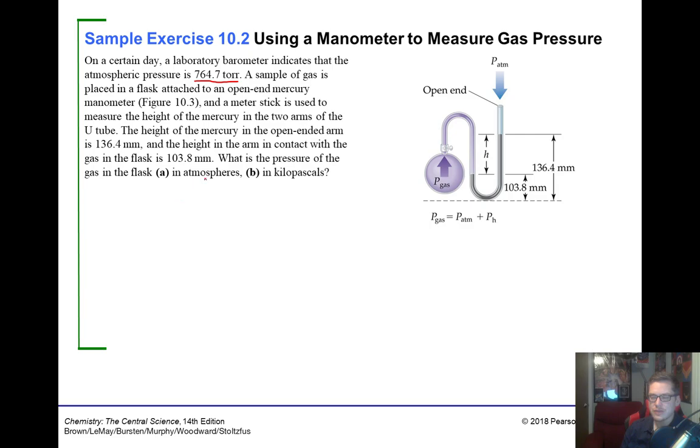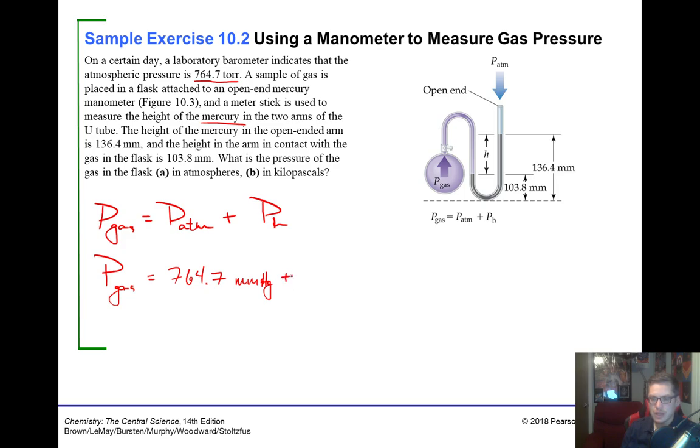All right, so first let's find it. This will be in millimeters of mercury because our fluid is mercury. So we're going to solve for that first. The pressure of the gas is equal to the pressure of the atmosphere plus the height. The pressure of the atmosphere is easy, they just give us that right there: 764.7. Notice that they give it to us in torr, and these are millimeters of mercury. But that makes it easy because torr and millimeters of mercury are exactly the same, so we don't have to worry about converting that. So that's 764.7 millimeters of mercury.